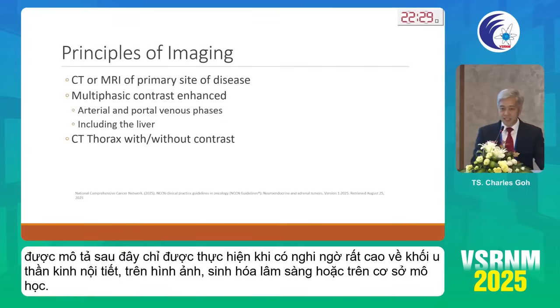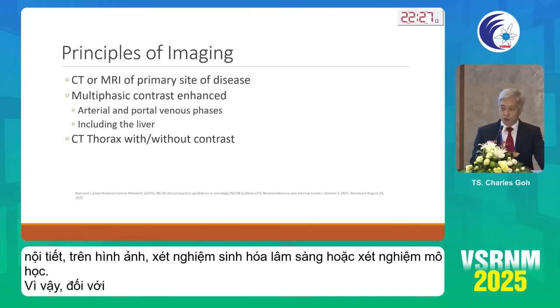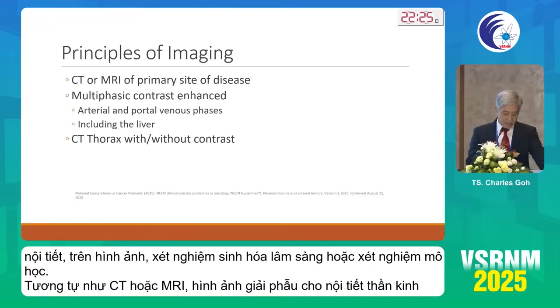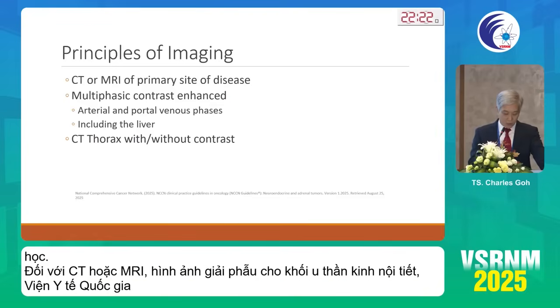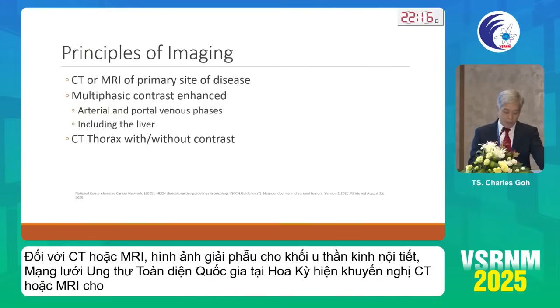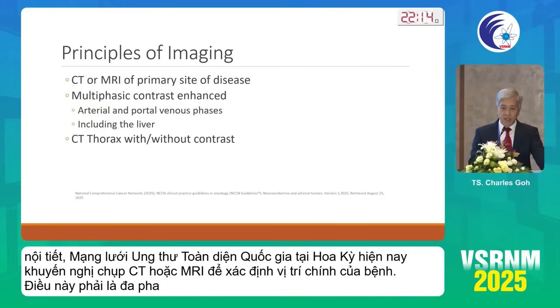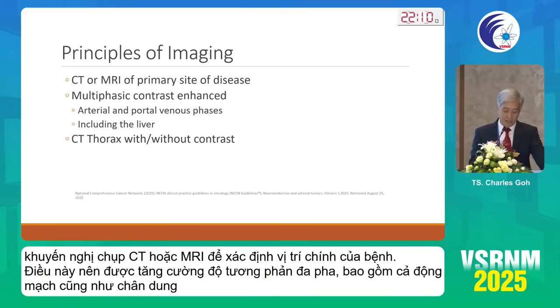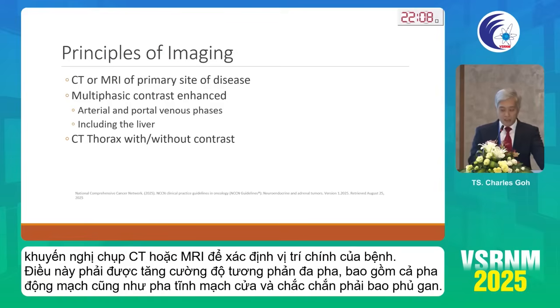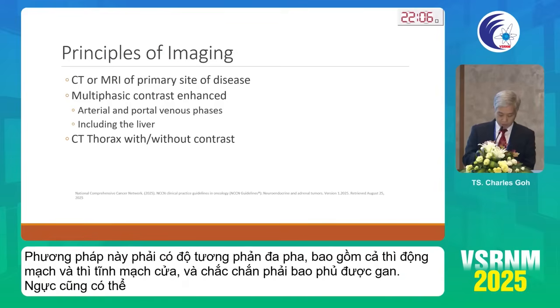So as for CT or MRI, anatomic imaging for neuroendocrine tumors, the National Comprehensive Cancer Network in the US now recommends CT or MRI for the primary site of disease. This should be multiphasic contrast enhanced, including both arterial as well as portovenous phases, and should definitely cover the liver. The thorax should also be imaged with or without contrast.